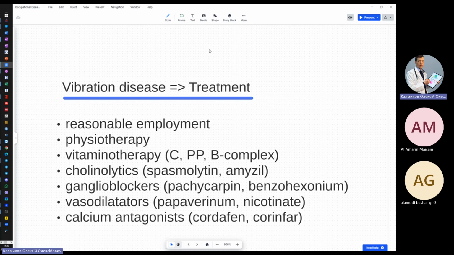Cholinolytics are helpful in case of an attack of acroangiospasm. Vasodilators might be used both as a routine and in case of an attack of angiospasm, and calcium antagonists also improve the condition of vessels and may result in a better effect from the other measures in combination, of course.